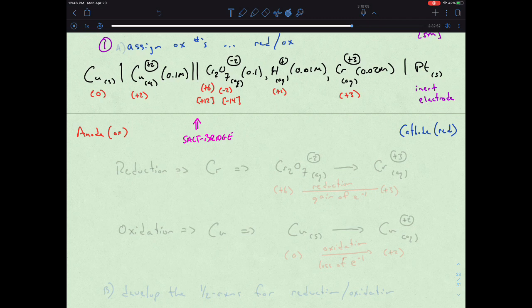So that means for the reduction, that's the chromium. The Cr2O7 is going to produce chromium +3. And so we're going from that +6 oxidation state to +3. And that is our reduction, or gain, of electrons.